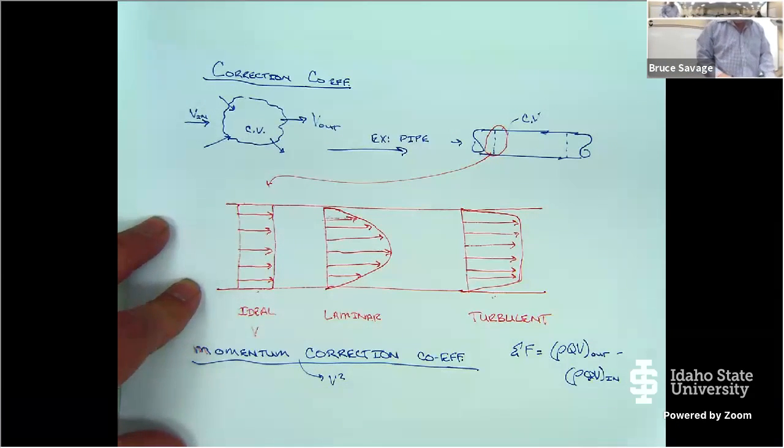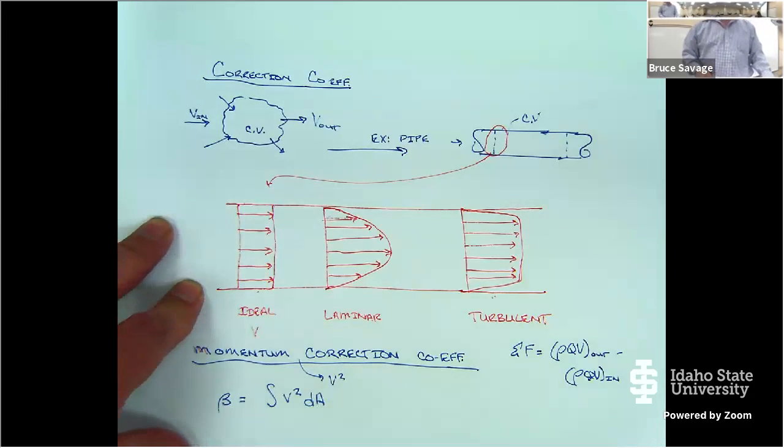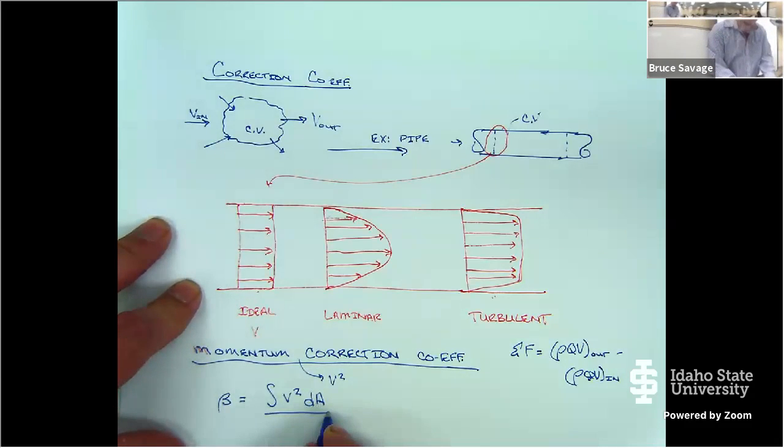And quite simply then, the momentum correction factor, beta, is equal to the integral of v squared integrated over the area. There's the account. This is where we're taking into account that it's non-uniform, divided by then the total area times the average velocity squared.